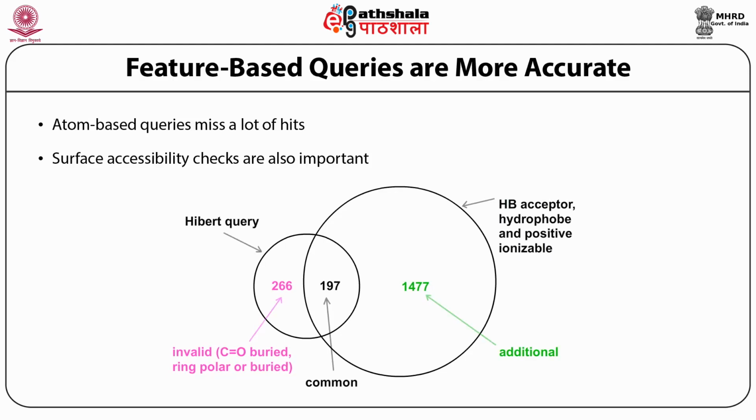Why? Here is an example. It's been done with the Hibbert query. You can see here the small circle, and then there is an acceptor, hydrophobe and positive ionizable, only choosing those points, not choosing the shape, not choosing the surface accessibility. One gets almost 1477 compounds in the list. And putting on a condition, like some of the carbonyls are buried and hence we should exclude them, we actually get 197 compounds, which are common between both.